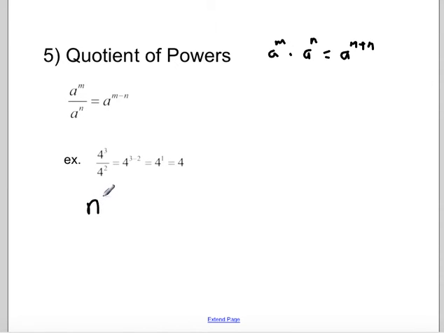Let's do n to the 5th over n to the 3rd.